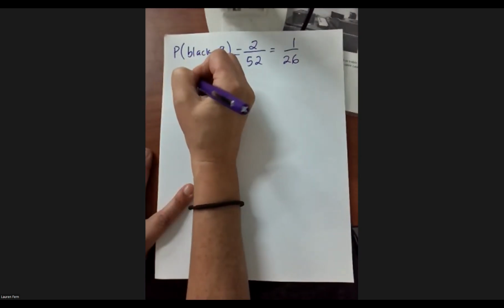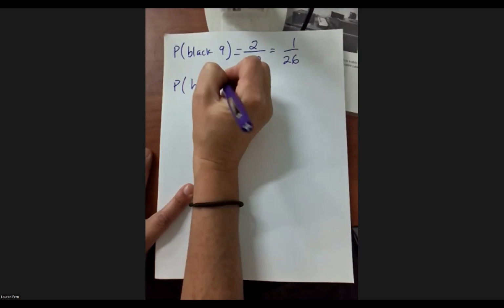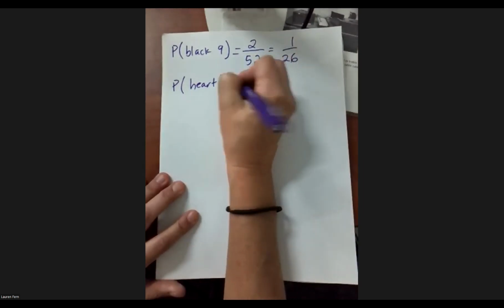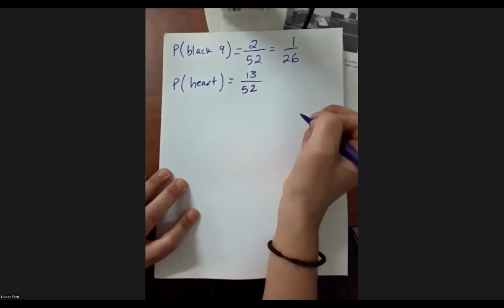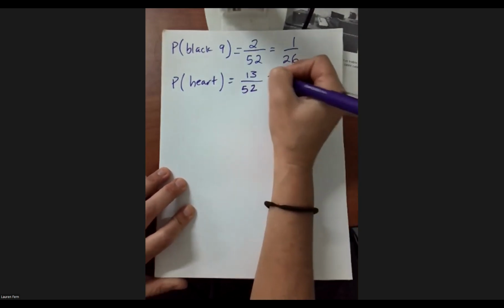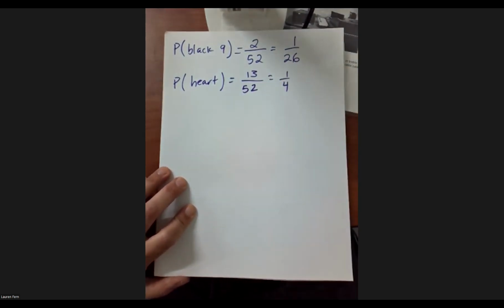What is the probability of drawing a heart? Well, again, if you're not familiar with cards, go back and look at the sheet where we talked about the suits. How many hearts are in your deck of cards? There are 13 hearts out of a total of 52. And if you simplified it, you'd get 1/4.